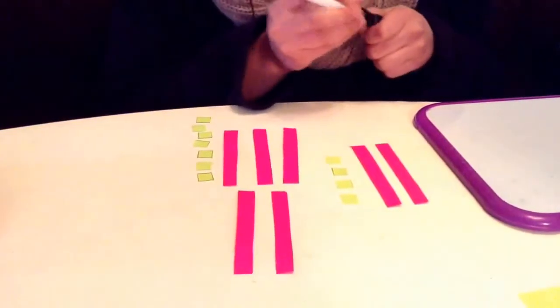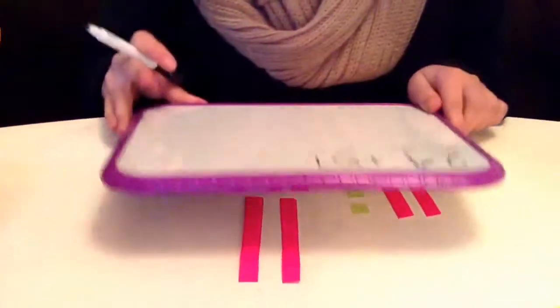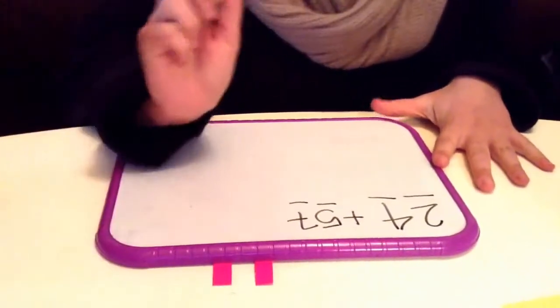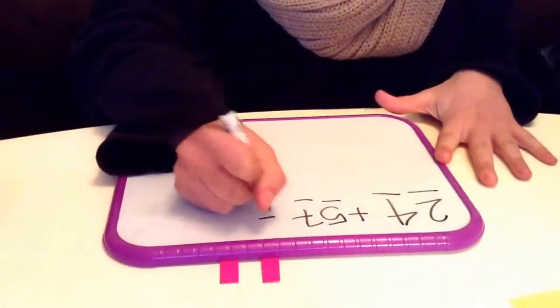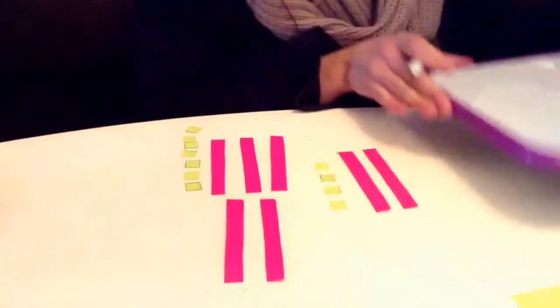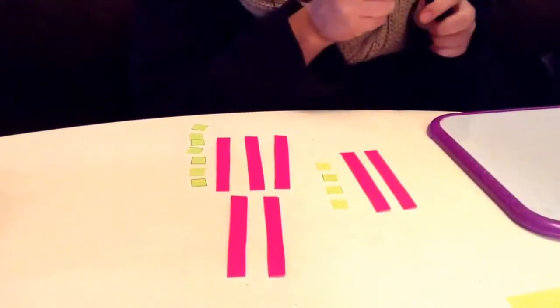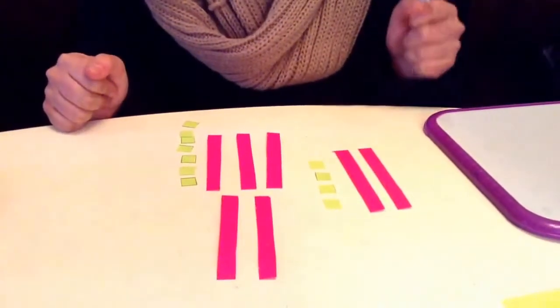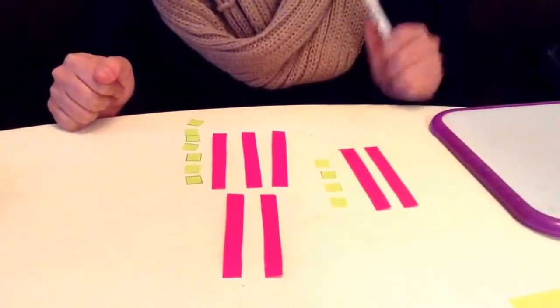So in order to find out how many total pencils Hannah has, we're going to use our place value blocks. So we need to figure out 24 plus 57. So let's get started. Let's start with the ones place value. We need to count up all of the ones place value units.